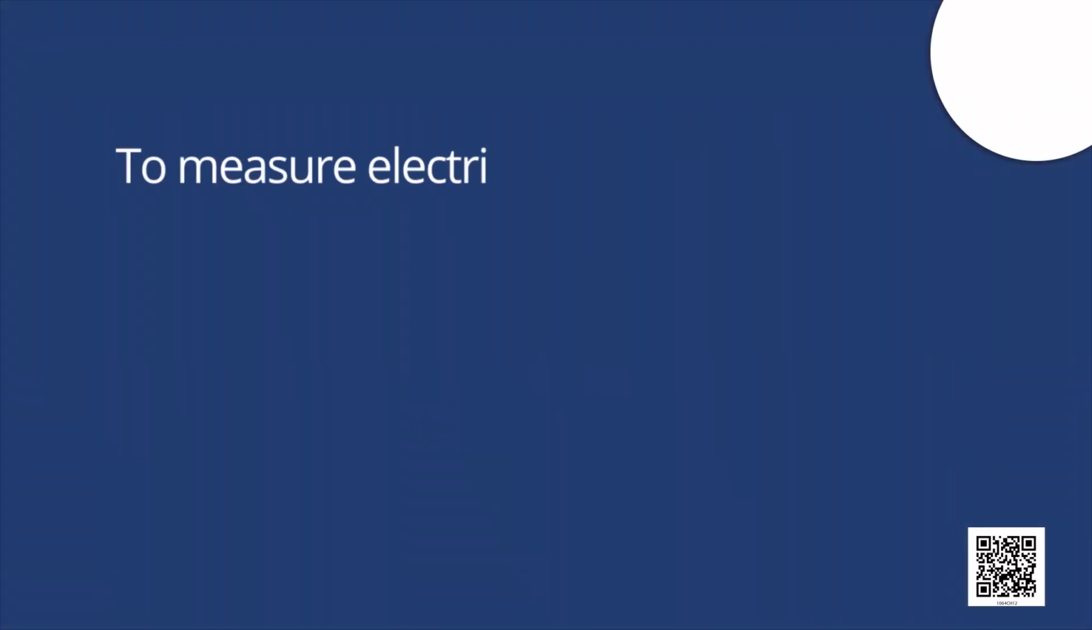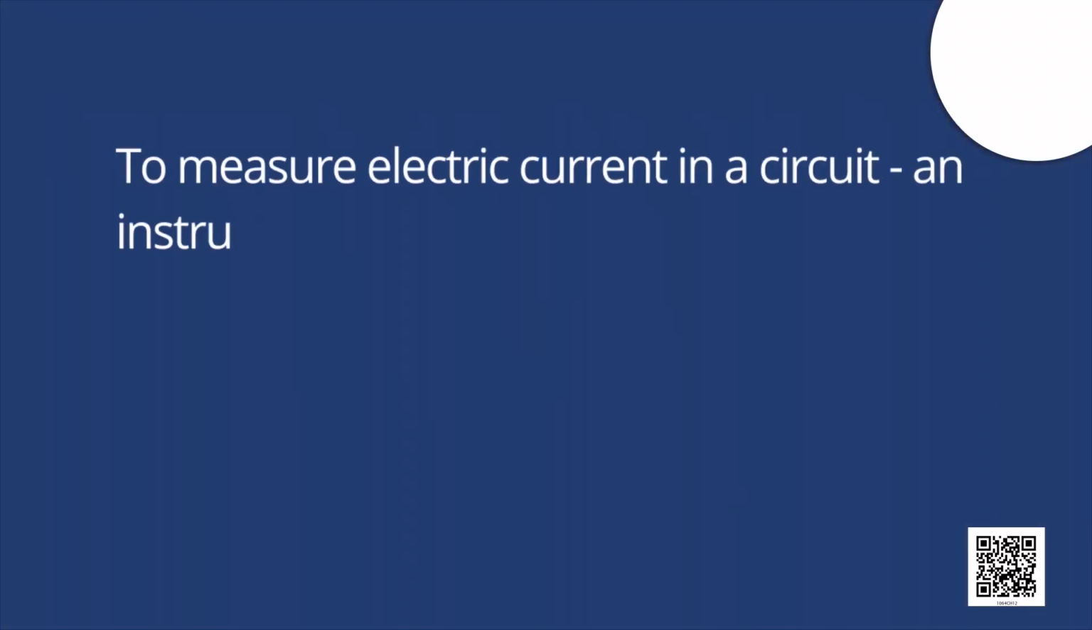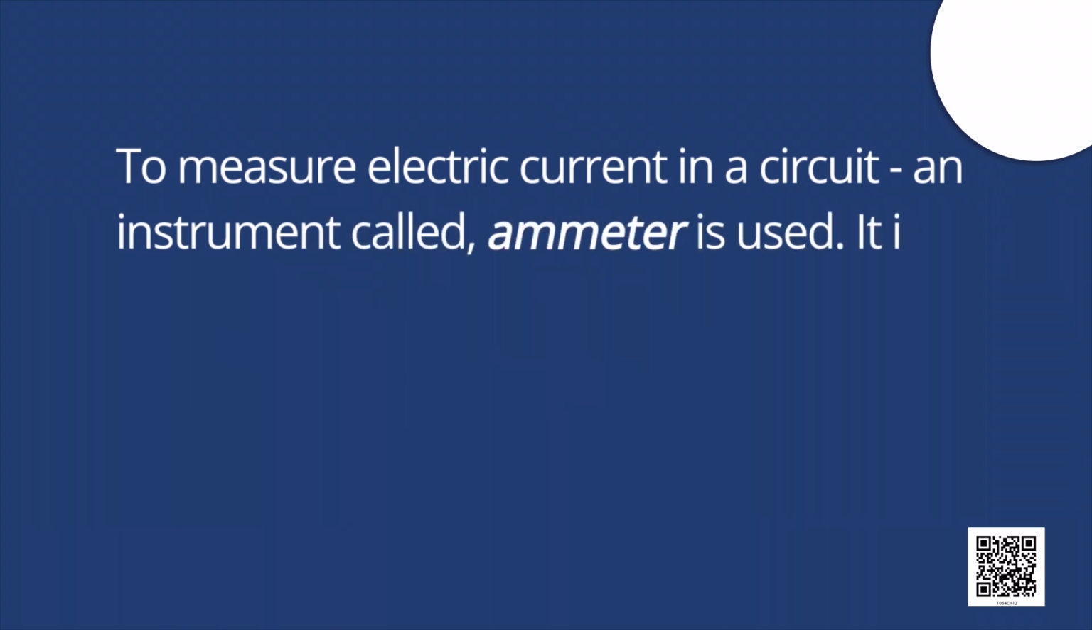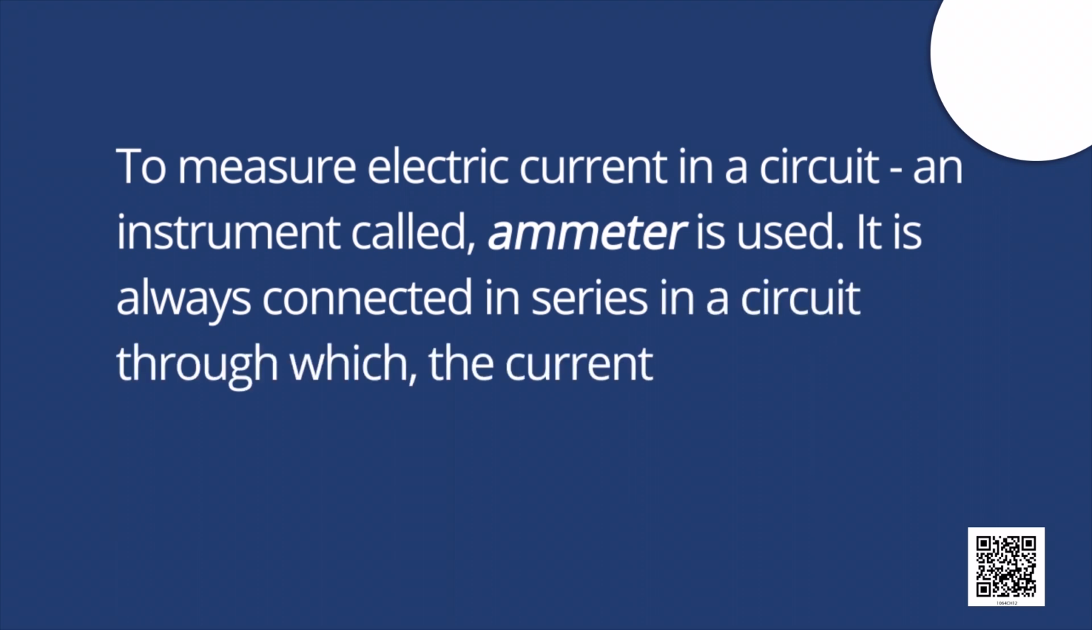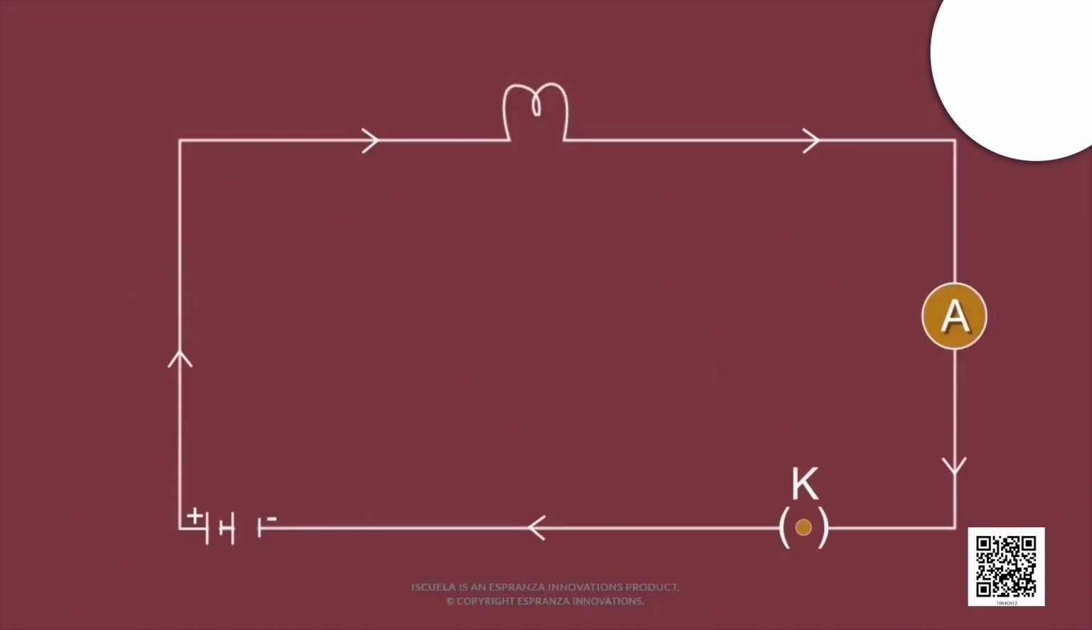To measure electric current in a circuit, an instrument called ammeter is used. It is always connected in series in a circuit through which the current is to be measured. Look at this diagram of a typical electric circuit. It has a cell, an electric bulb, an ammeter and a plug key, all connected in series. And notice that the electric current flows in the circuit from positive terminal of the cell to the negative terminal of the cell through the bulb and the ammeter.